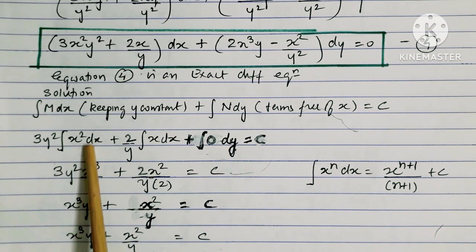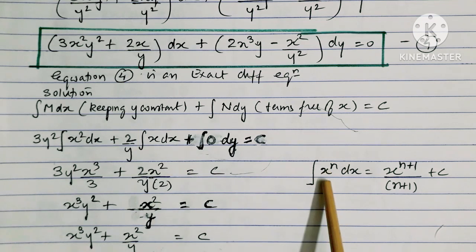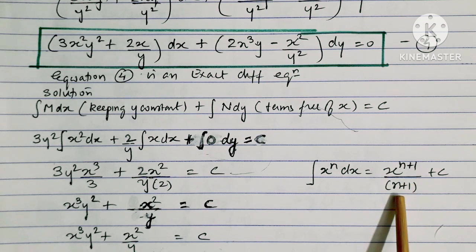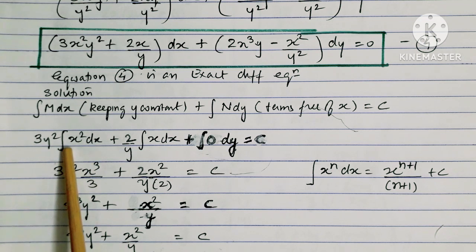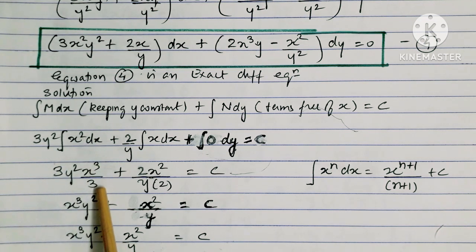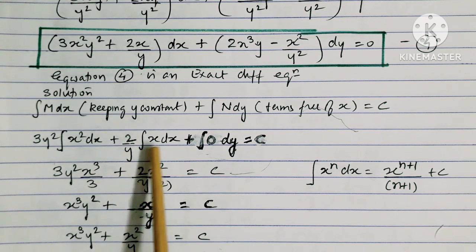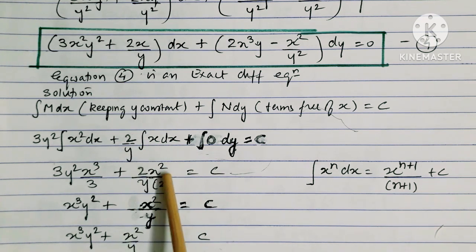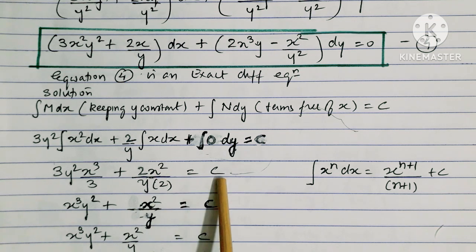Now, integral x square dx can be integrated by this formula. Integral of x raised to n dx is equal to x raised to n plus 1 upon n plus 1 plus c. Therefore, integral of x square dx is x cube upon 3. So, this would be 3y square x cube upon 3 plus integral x dx can be integrated by using the same formula. So, integral x dx would be equal to x square by 2. So, this would be 2x square upon y into 2 is equal to c.